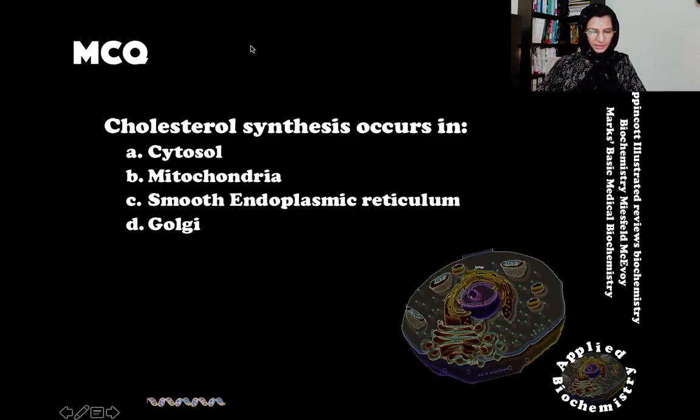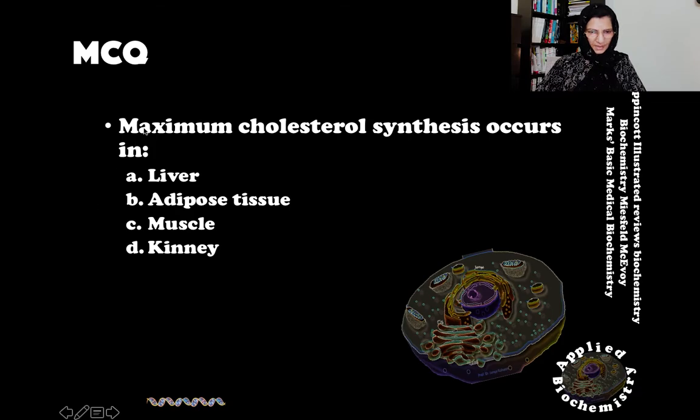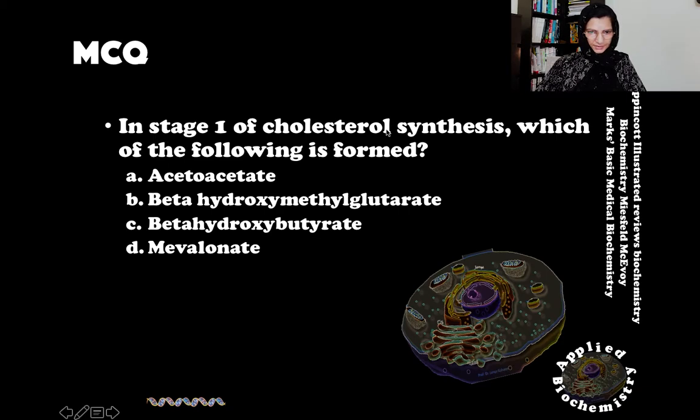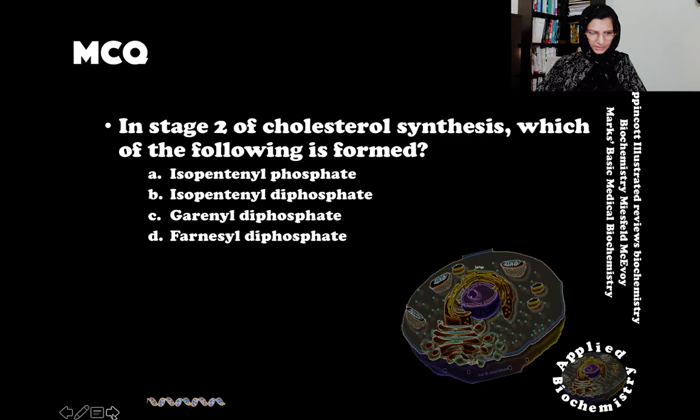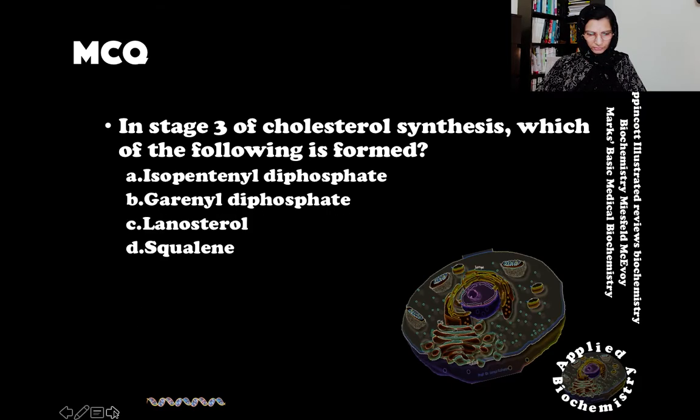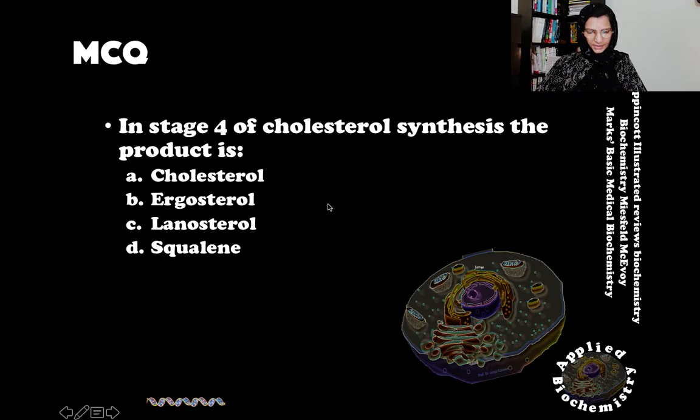Now here are a couple of MCQs. Cholesterol synthesis occurs in the cytosol. Maximum cholesterol synthesis occurs in the liver. In stage 1 of cholesterol synthesis, mevalonate is formed. In stage 2, isopentenyl diphosphate is formed. In stage 3, squalene is formed. And in stage 4 of cholesterol synthesis, cholesterol is formed.